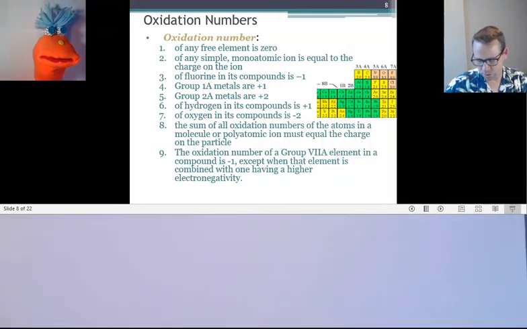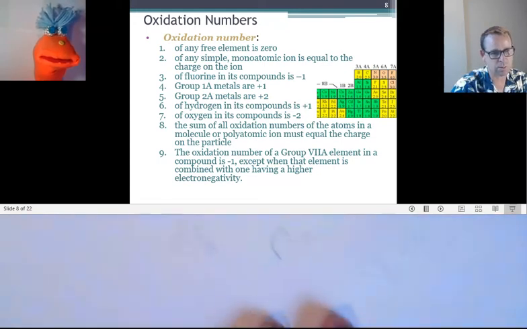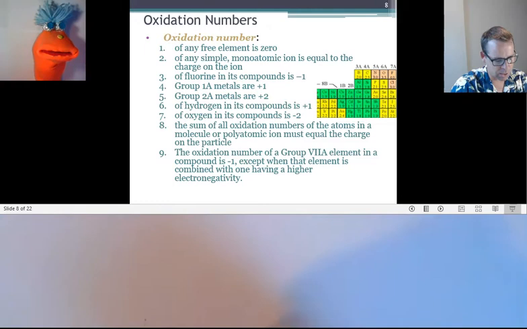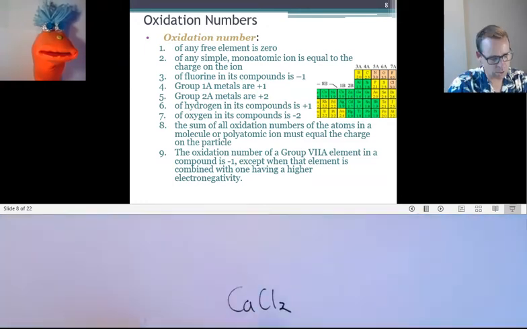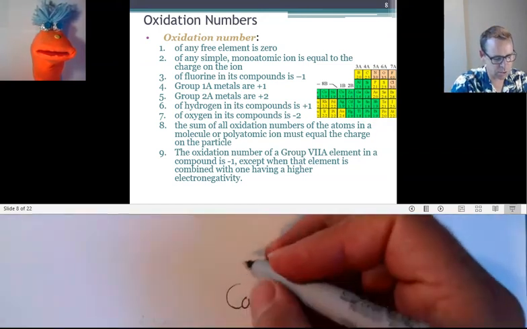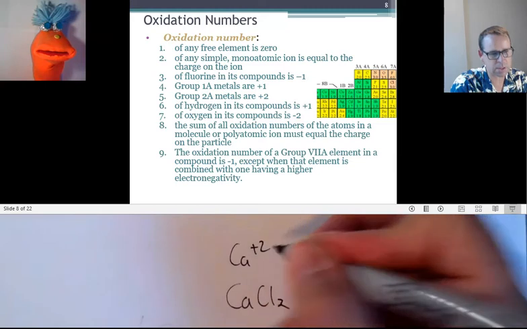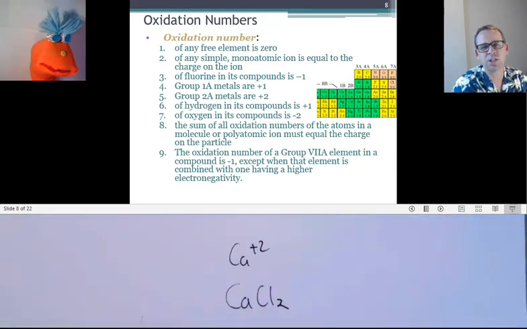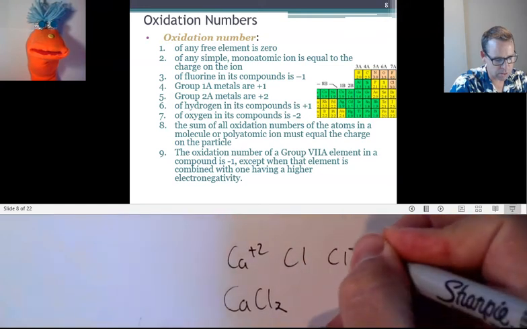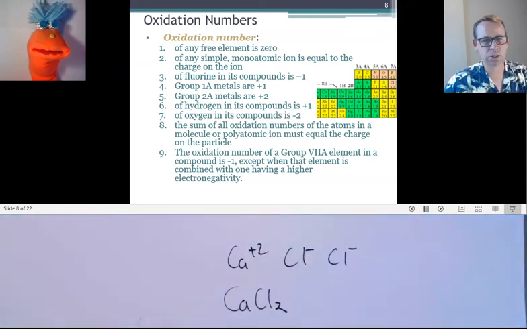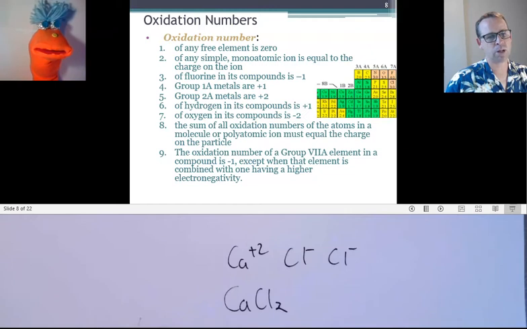So that's nothing new here, right? We really haven't introduced anything new because essentially what we are saying is that if I have a compound like calcium chloride, I know that the charge on this ion, if it was separated, is plus 2. And so I can say that the calcium has a plus 2 oxidation state as well. And that the charge on each of these chlorines is minus 1. So I can say that the oxidation state on the chlorine is minus 1.